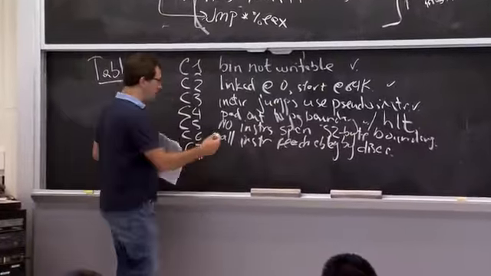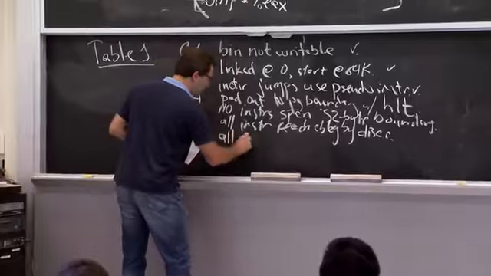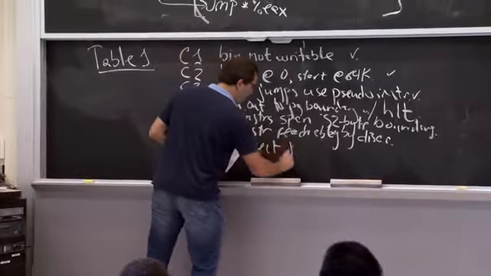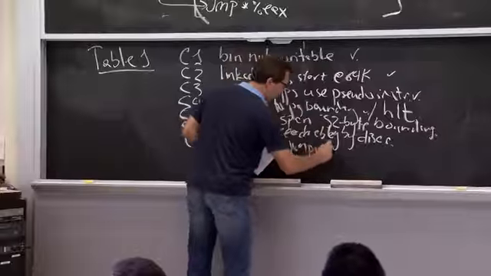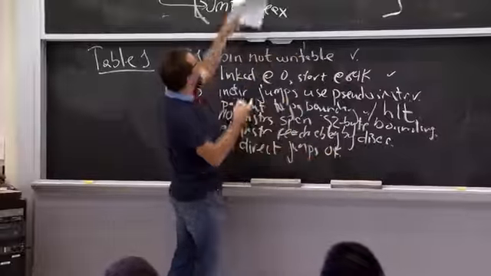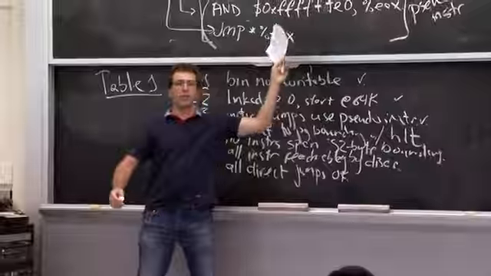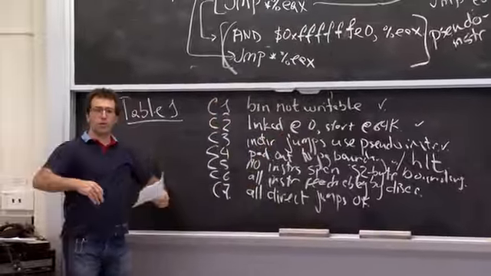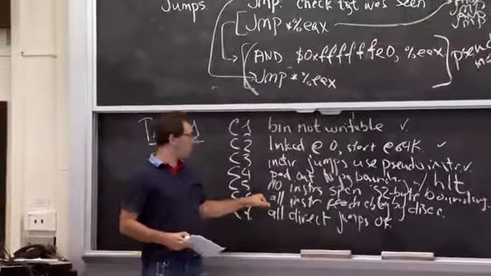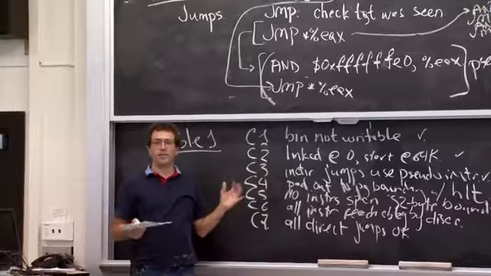And I guess C7 is basically all direct jumps are OK. So this is an example of that jump up there where you code in the target right away. So it doesn't have to be a multiple of 32, but it still has to be a valid instruction that we saw during the left to right disassembly.